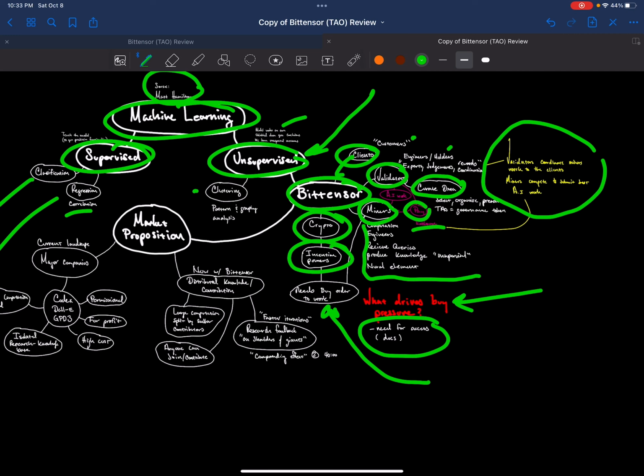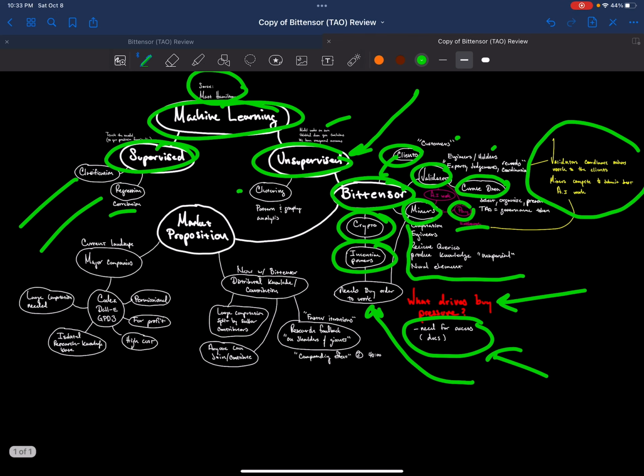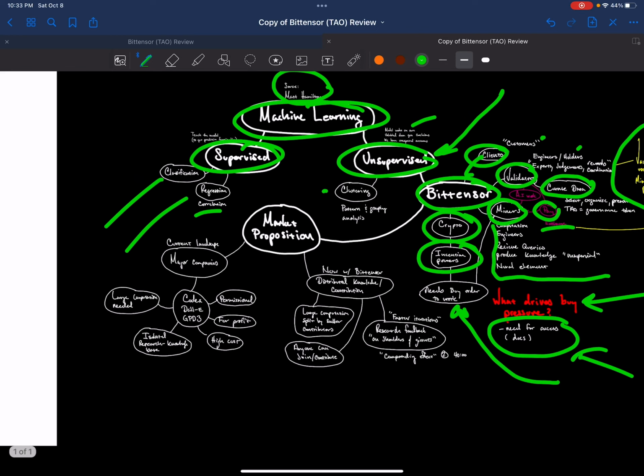So we have to ask that question: who's going to be providing the buy pressure? And once again, it's the clients who need access, or anyone who wants to participate in the network governance. So that would be the buy side component.